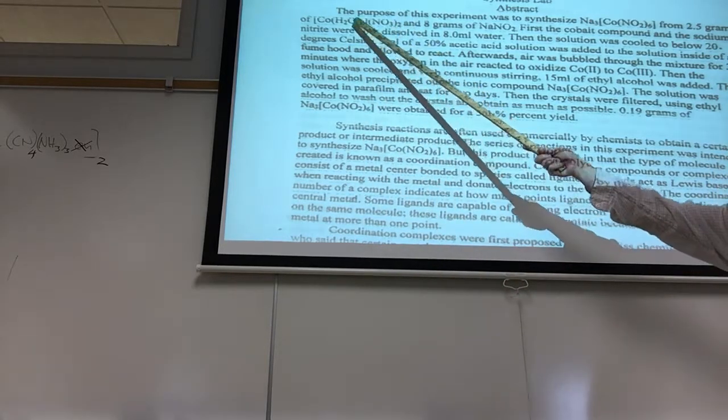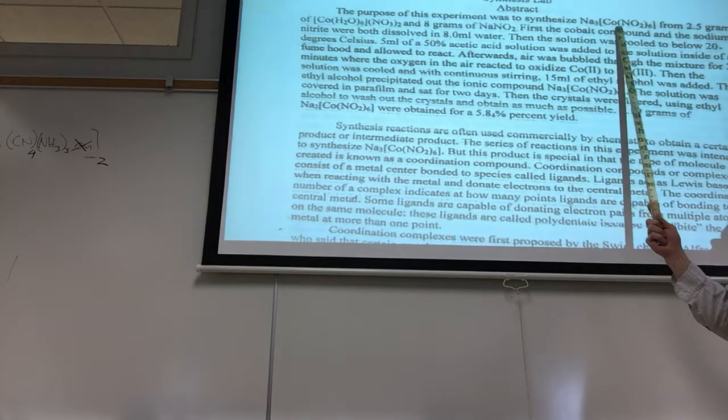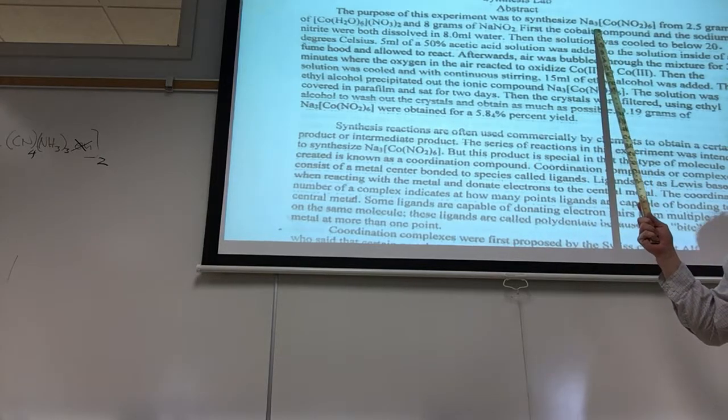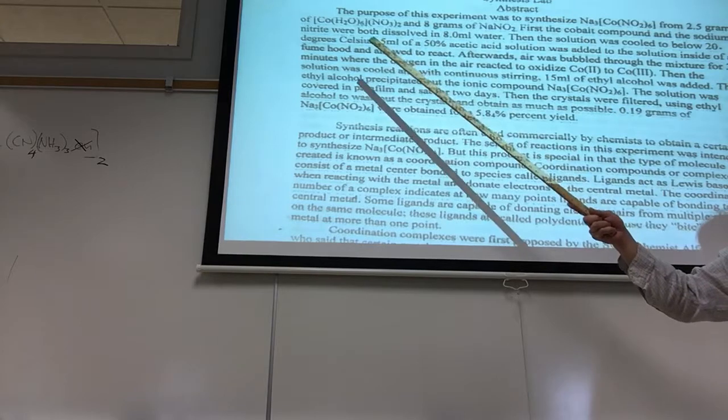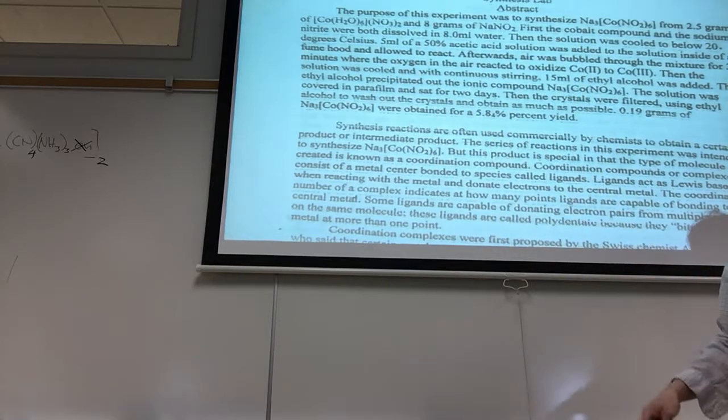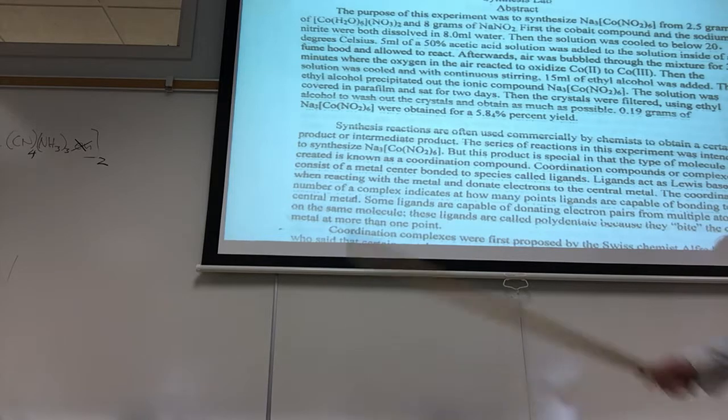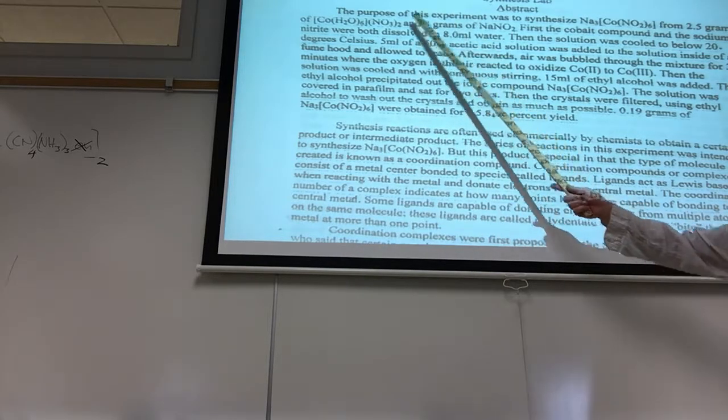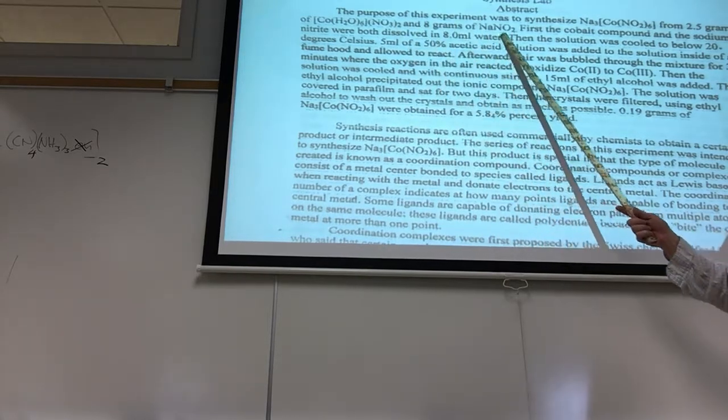But this is cobalt 2. We need cobalt 3, right? And so what do you think? How do we get from cobalt 2 to cobalt 3? We got to do what kind of reaction, you think? Oxidizing. Yeah. Right, good. And so we have this plus 8 grams of sodium nitrite.